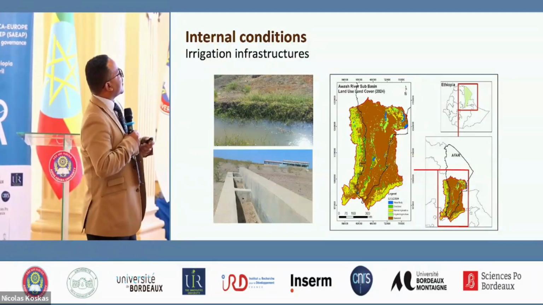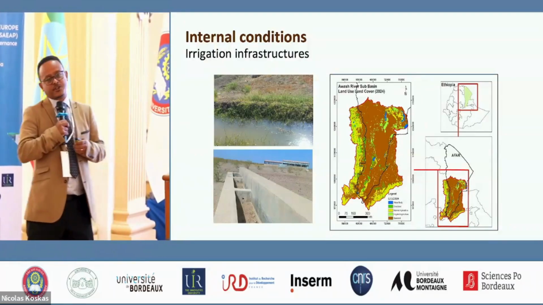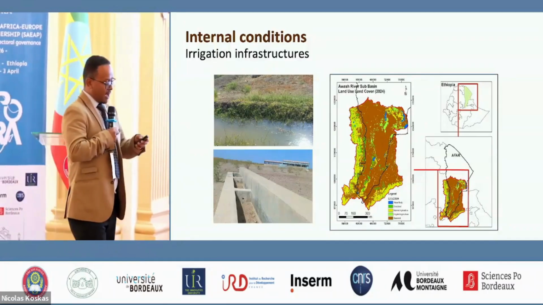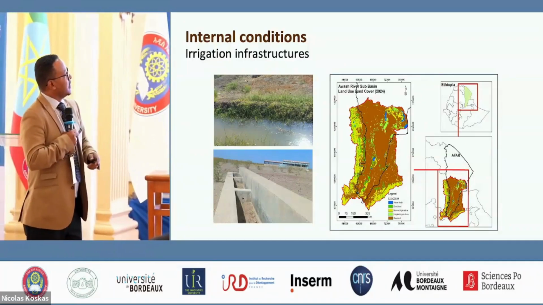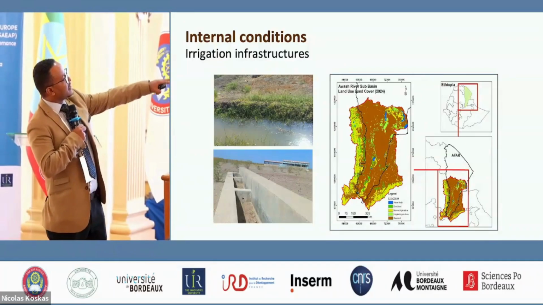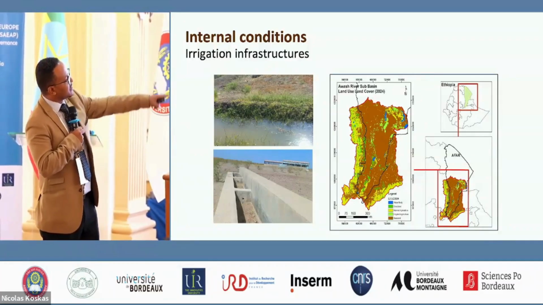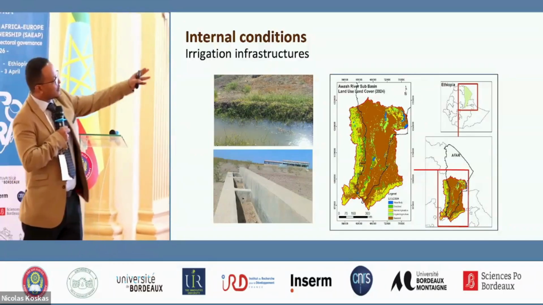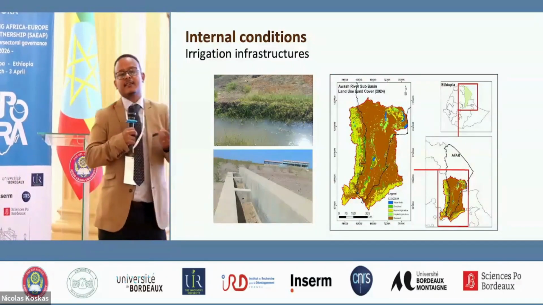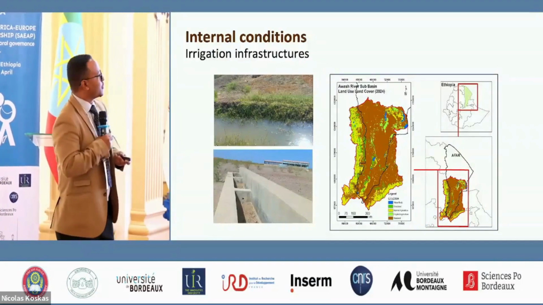So in Afar region, you have irrigation infrastructures. You have the Awash River Basin that Mintesinot has presented. Not everywhere in Afar is green, but those green spots that you would see in the northeast and then some in the southern part, those are irrigated areas where you have irrigation potential.